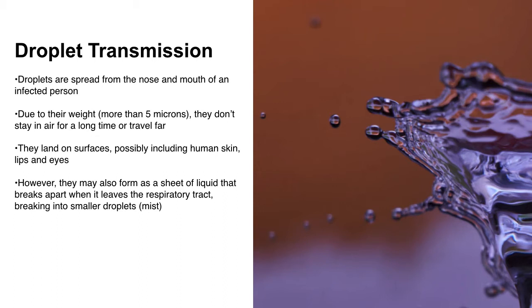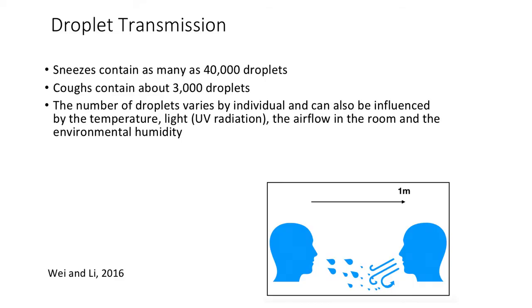And unfortunately, with the case of a respiratory infectious disease, they also are usually quite mucousy. So the person has mucus all along the respiratory tract, and as that liquid comes out of them, it also has mucus around it, which can break into smaller droplets and cause those droplets to stay in the air a little bit longer. Sneezes contain about 40,000 droplets and coughs about 3,000. But of course, we all know that the number of droplets varies according to the person.